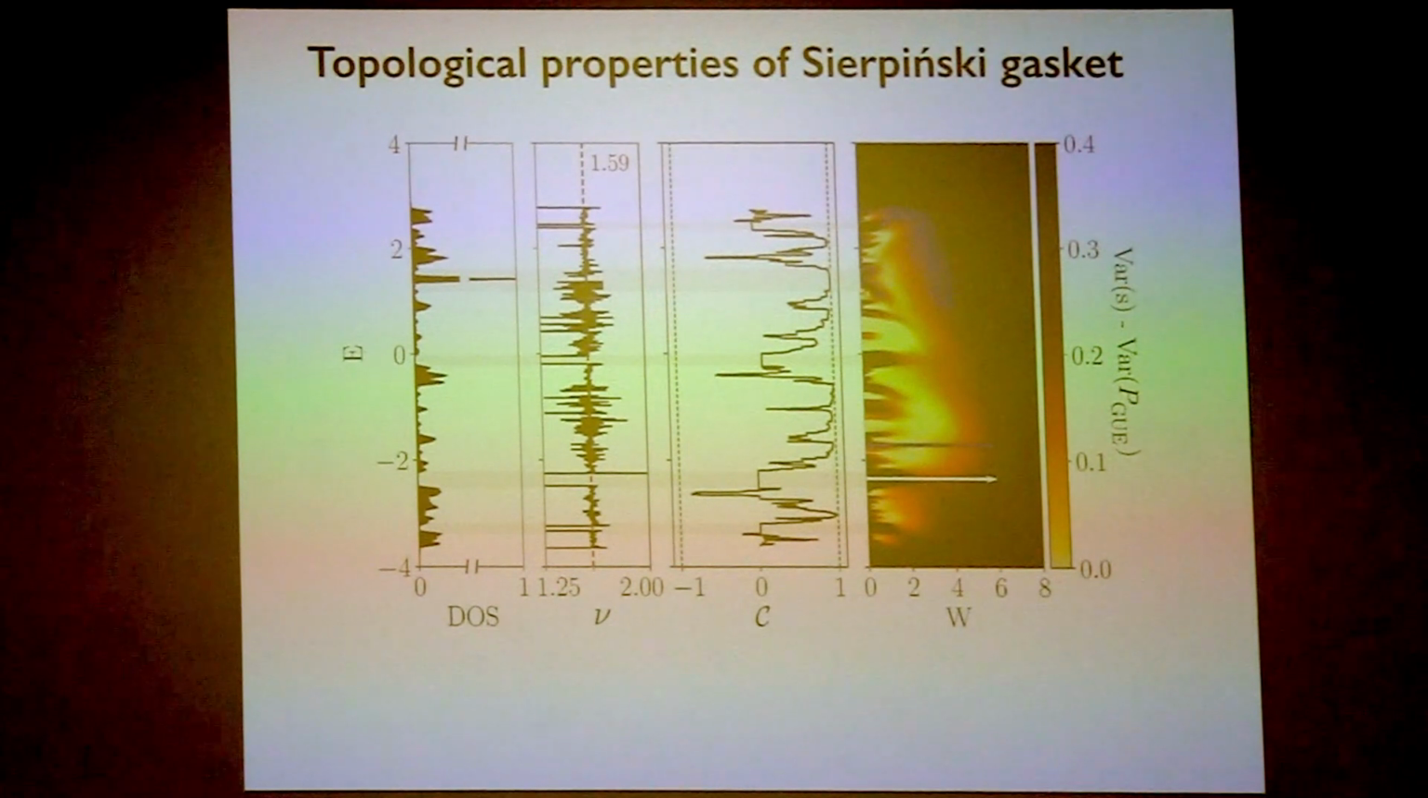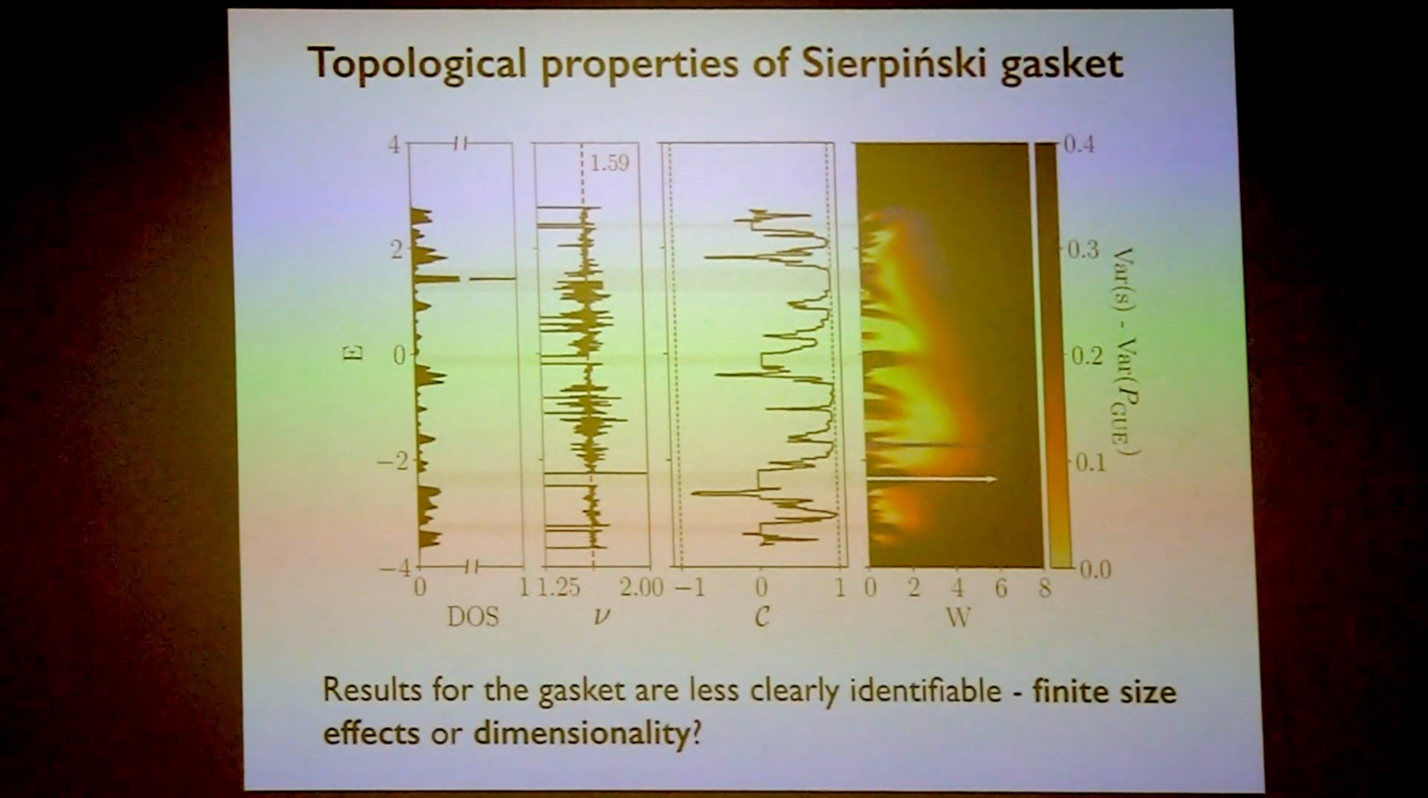The same we can repeat for the gasket. And basically what you can see is that the results are less clear, however somehow consistent. And the question is why the results are less clear to identify. One may say that perhaps this is the effect of finite size. But if this were the effect of finite size, then we would have deviations over all energy ranges, and still we somehow see that there are some quantized regions. So perhaps the reason behind that is just the dimensionality, that is not 2D anymore.